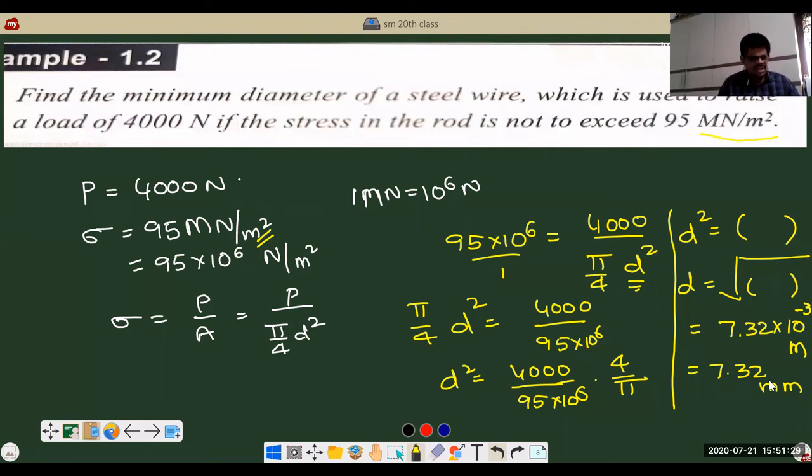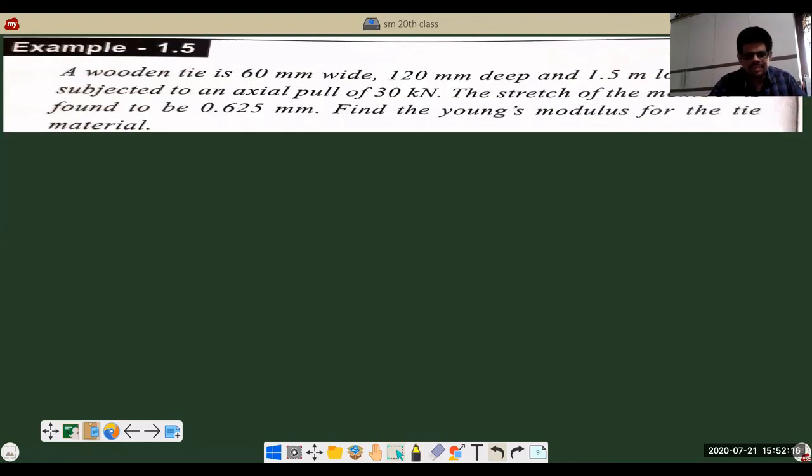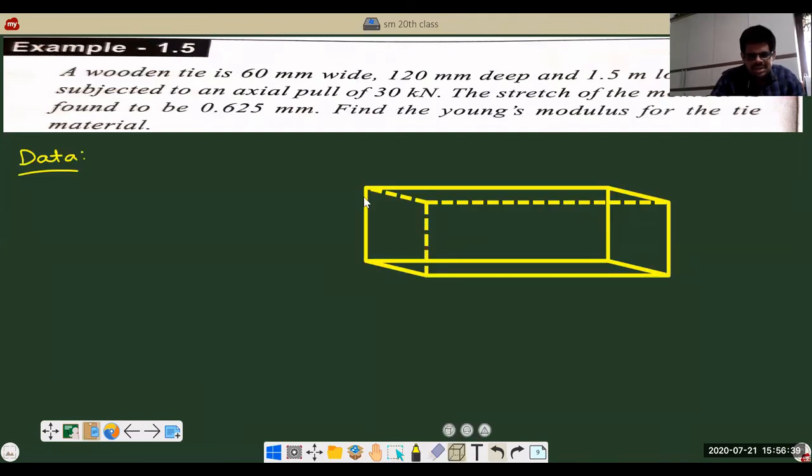So if you have finished this problem, then we can move to the next problem. So this is the next problem. All of you note it down. This is a rectangular block made of wood.